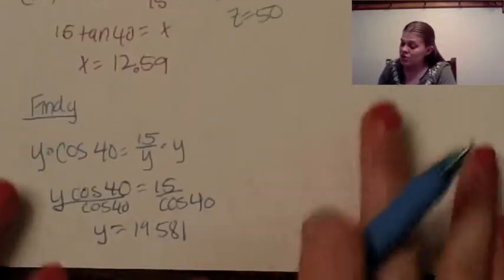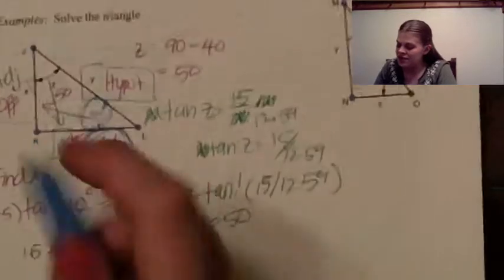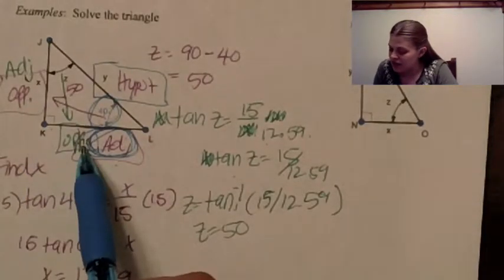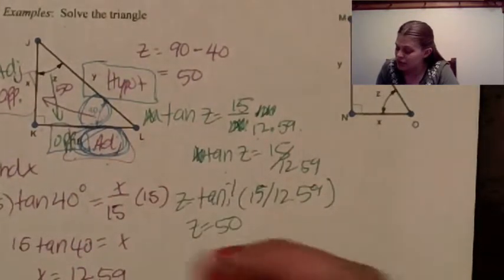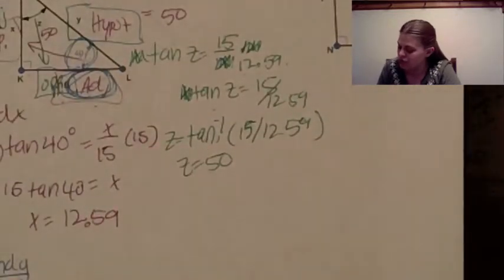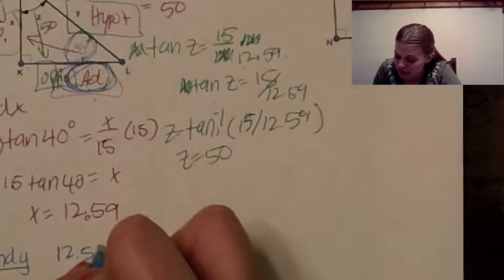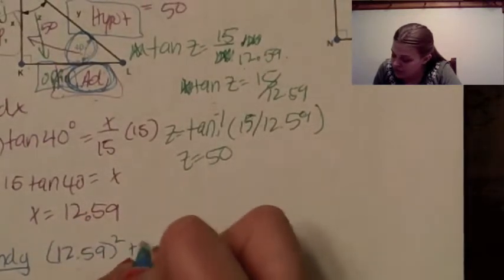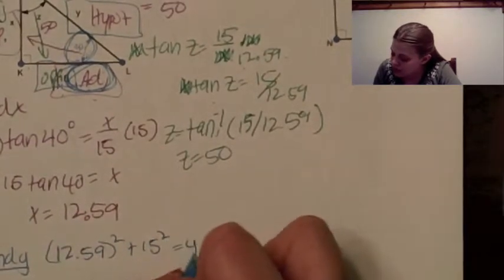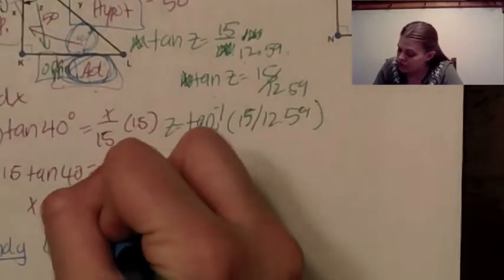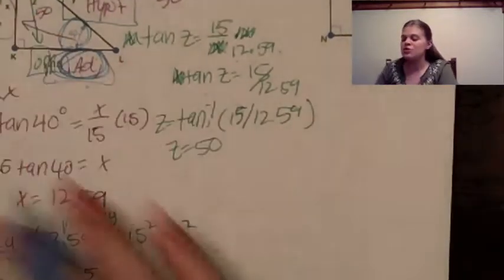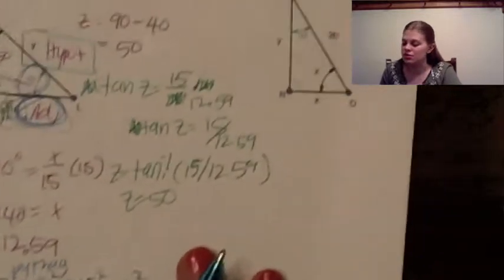Now, just to remind you, since I already had the side x and the side of 15, I could have used the Pythagorean Theorem. I'm not going to show you how to finish solving, but I could have used 12.59 squared plus 15 squared to get y squared. So you could have used the Pythagorean Theorem. There's lots of options when you're solving for the entire triangle that you can use.